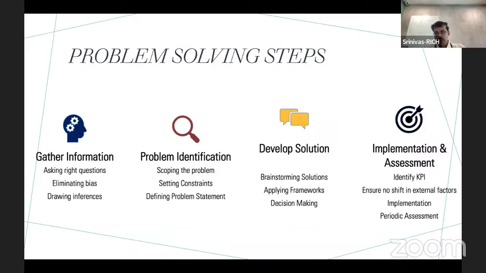You identify the performance indicators, you ensure that there's no external factors that have changed beyond what you had already factored in. And then you go through the implementation and you conduct periodic assessment to ensure that the problem doesn't recur in some other form or manner. Okay, so these are the key steps, I would say, that in general are applicable when you talk about problem solving.